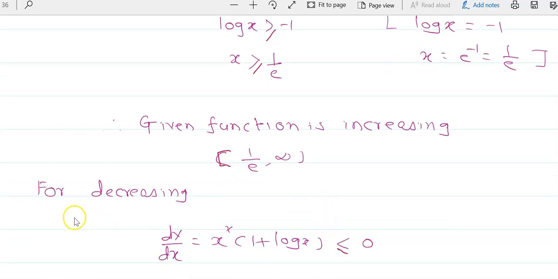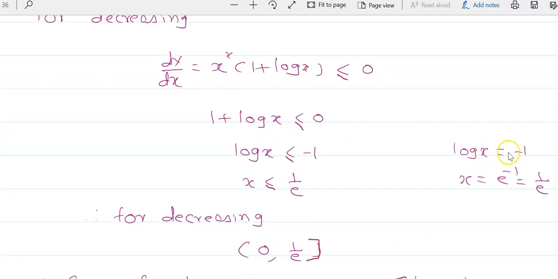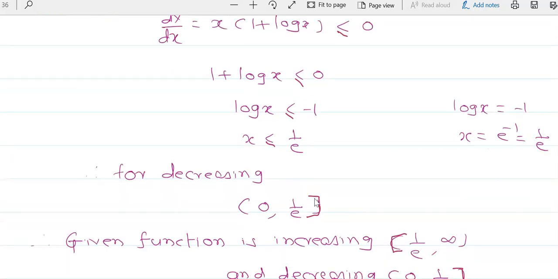And next for the decreasing, that is dy by dx, that is x raised to x in bracket 1 plus log of x, which is less than or equal to 0. And that's why 1 plus log of x is less than or equal to 0. It means that log of x is less than or equal to minus 1. And again here log of x equals minus 1, x equals e raised to minus 1, that is equal to 1 upon e. And hence we write for the decreasing 0 to 1 upon e, which is closed.